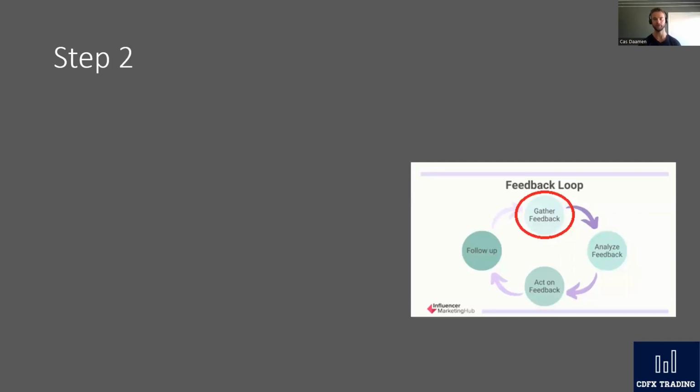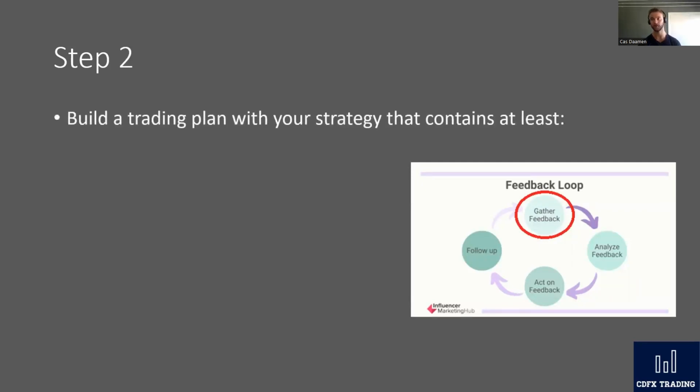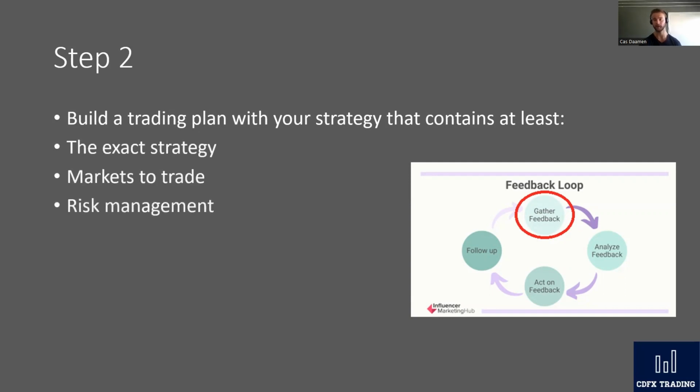So step two is to build a trading plan. So before you actually start trading your backtested strategy live, you first build a trading plan. So the trading plan contains the exact strategy, the markets you're going to trade, and risk management. There goes more into it, but these three things are essential. Then you trade that strategy and that plan for a month and you log everything. So that's the gather feedback step. So you start trading, you put every trade in a journal, in Excel, whatever it is, and you log everything.